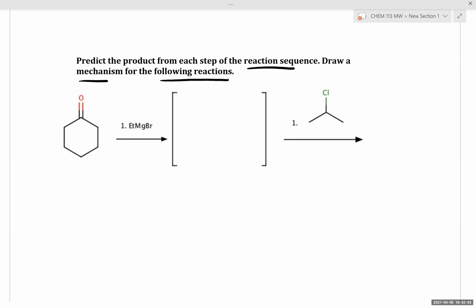So let's take about 3 to 4 minutes and let's try to draw out a mechanism for this reaction. And don't be shy to share your proposed mechanisms in the chat, verbally, or annotated directly onto the class whiteboard.